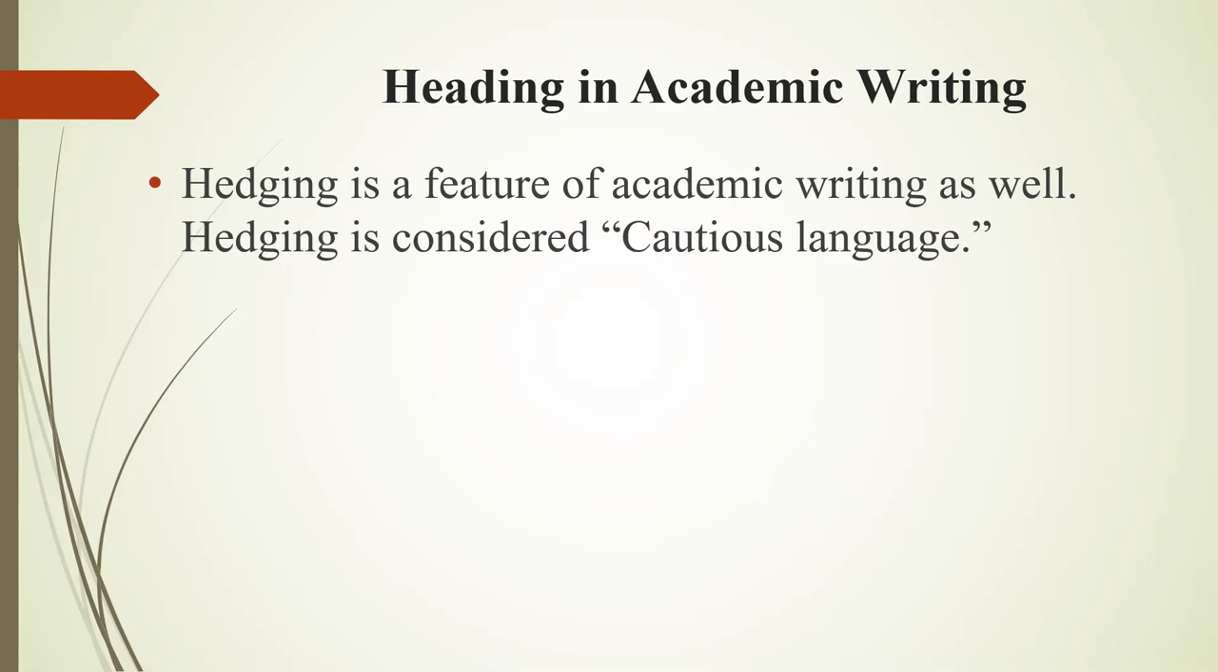Hedging is also commonly used in academic writing. When we want to make a careful statement about something, this is called cautious language. It's a feature of academic discourse. Sometimes we make very strong claims in academic writing. We would say something like, especially in the case of making a prediction, we can say something like, if this continues, many people will experience drastic consequences of the situation.